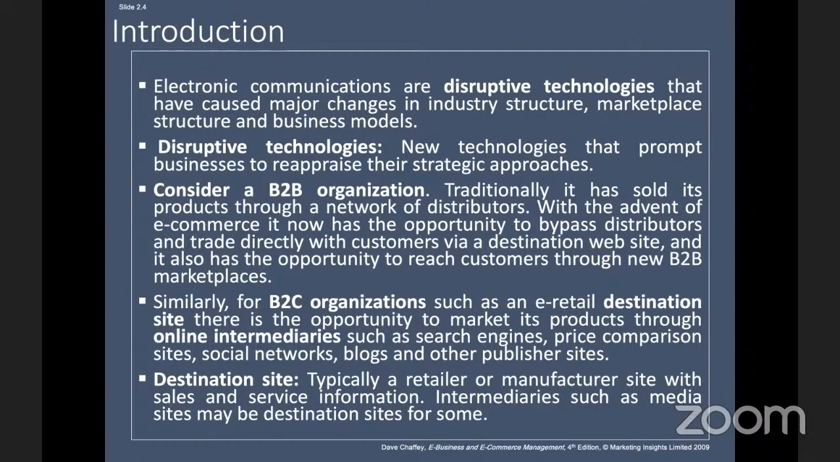A destination site is typically a retailer or manufacturer site with sales and service information. Intermediaries such as media sites may be destination sites for some. There are some sites that are destination sites. For example, there are many people doing business on different platforms, like Instagram, eBay, Amazon, something like that. They are using different destination sites to approach their customers.